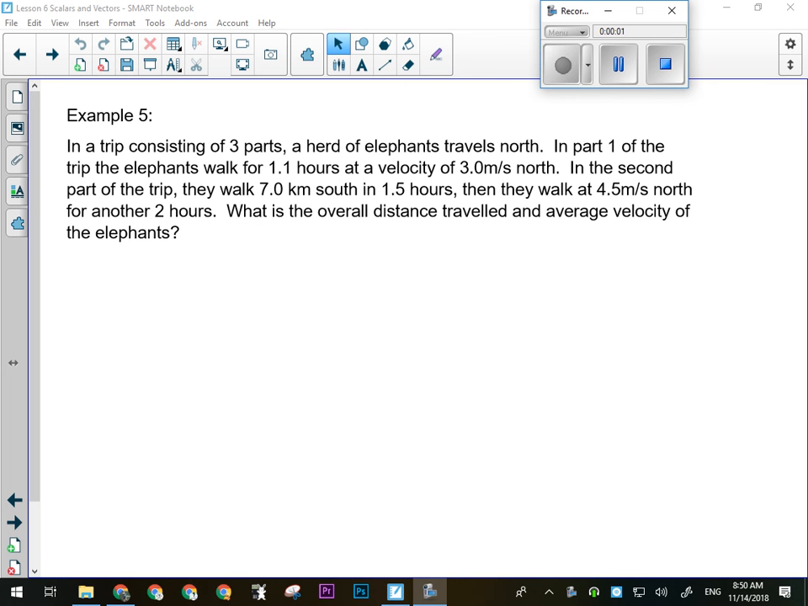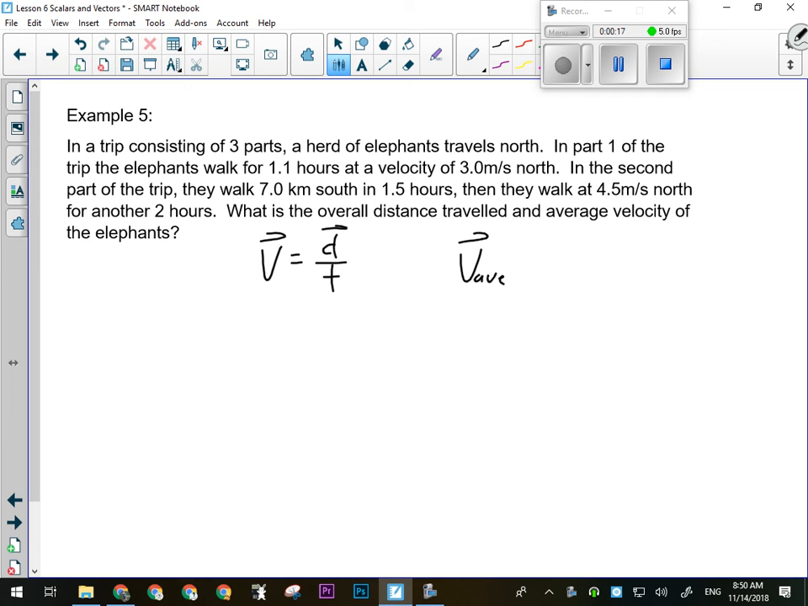Okay, so just like the ones we were looking at yesterday, what we have to remember is that, yes, we can say that velocity is displacement over time, but as I was saying, that's kind of like the singular version of that formula. It can also mean this: the average velocity over an entire trip is the total displacement over the total time. So if I can find the total displacement over the entire trip and the total time over the entire trip, then I can find the average velocity of the elephants over the entire trip.